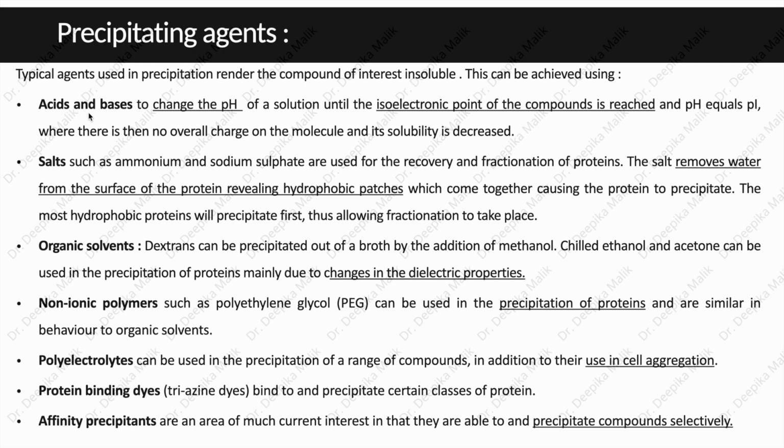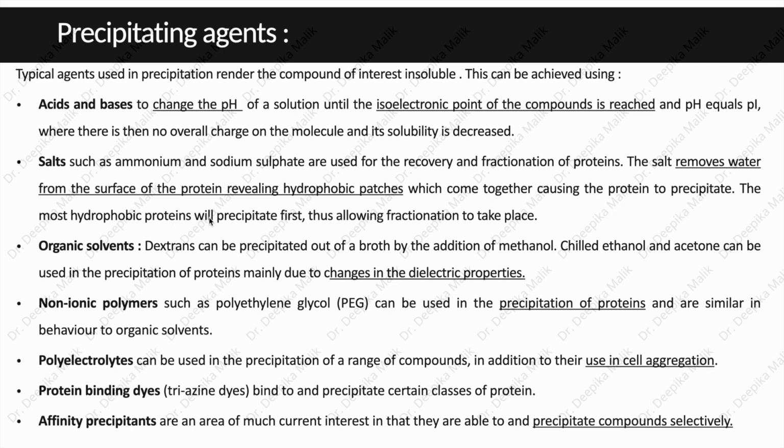The next slide shows different precipitating agents that can be used to make our target compound insoluble. First is the use of acids or bases to change the pH of a solution until the isoelectric point of the compound is reached. Here pI denotes the isoelectric point, where there is no overall charge on the molecule and the solubility of the target compound is decreased. Salts such as ammonium and sodium sulfate are used for the recovery and fractionation of proteins. The salt removes water from the surface of the protein, revealing hydrophobic patches which come together, causing the protein to precipitate.